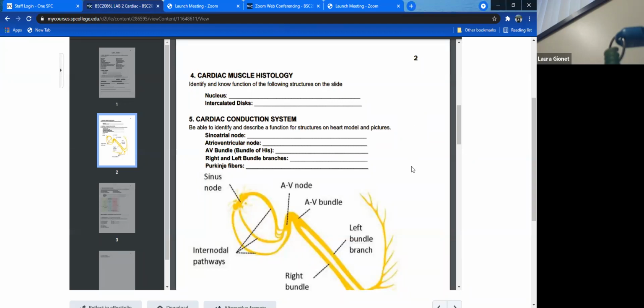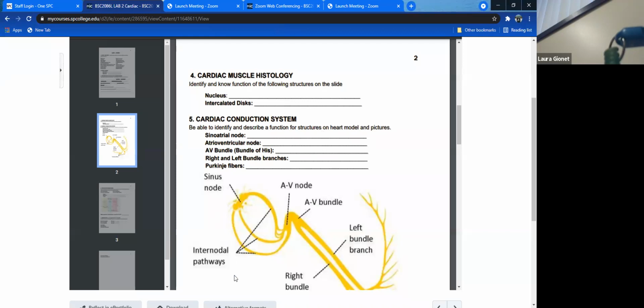All right, then we look at the cardiac conduction system. This is the way an impulse that originates at the sinoatrial node will travel through the atria and to the septum of the ventricles and to the ventricles. So this pathway begins at the sinoatrial node. And that is considered the pacemaker of the heart.